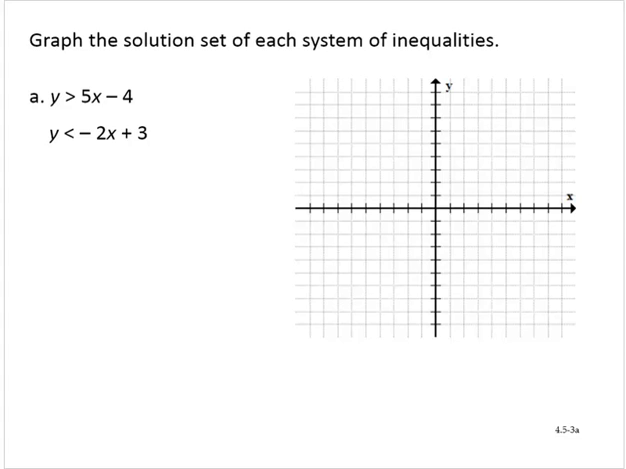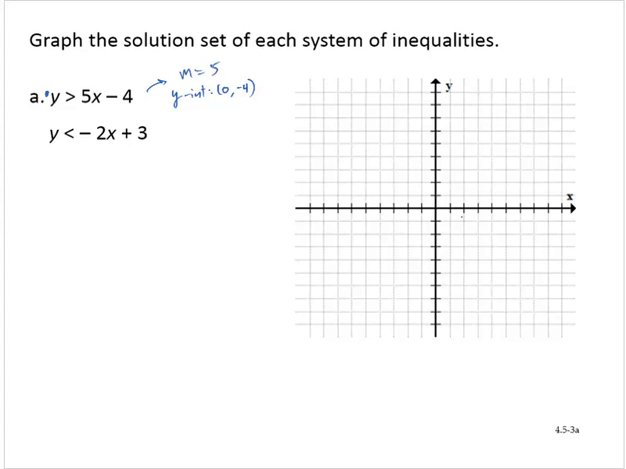Graph the solution set of each system of inequalities. We have y is greater than 5x minus 4, and y is less than negative 2x plus 3. Alright, so I will graph the first inequality in blue. Notice it is in slope-intercept form, and so I know that m is 5, and the y-intercept is (0, negative 4).